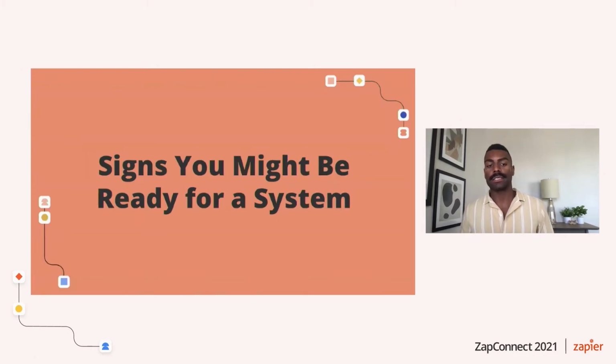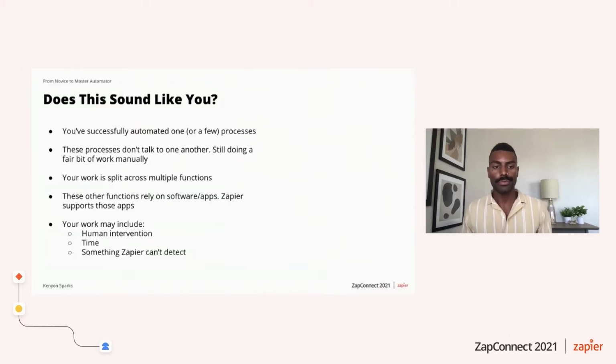Let's talk about the signs that indicate you might be ready for a system. Now, does this sound like you? You've successfully automated one or a few processes and they work. It's good to focus on one piece at a time. Once you understand how to build one Zap, it's easy to apply those concepts to other areas.